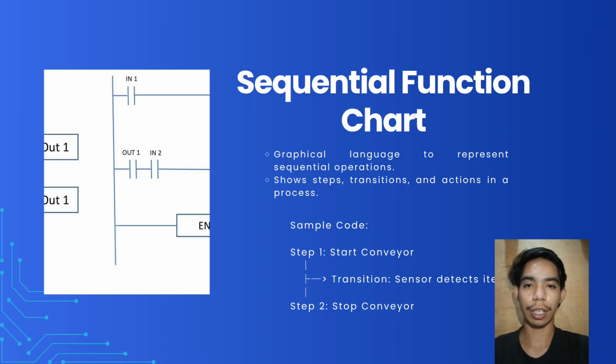Sequential function chart. This is a graphical method. It shows steps, transitions, and actions in order. It is helpful for processes that must follow a sequence. The example shows steps for starting a conveyor, waiting for a sensor, and then stopping it.